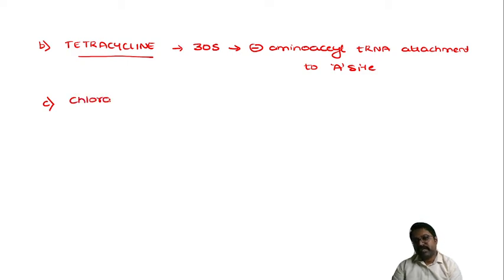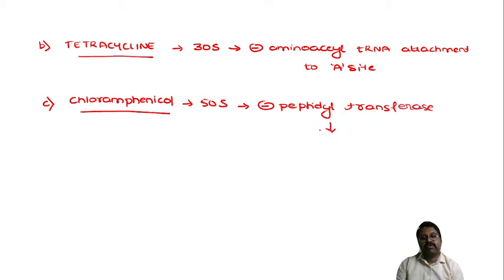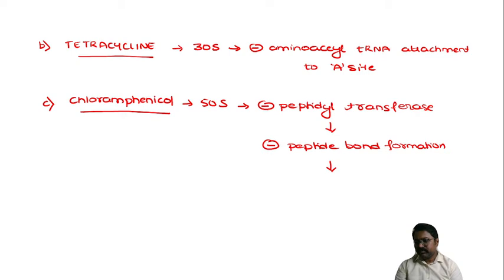Next we have chloramphenicol. So chloramphenicol will bind to the 50S ribosomal unit, and it will cause inhibition of the peptidyl transferase enzyme, which is the key enzyme involved in the peptide bond formation. Thereby subsequently there will be inhibition of the peptide bond formation.